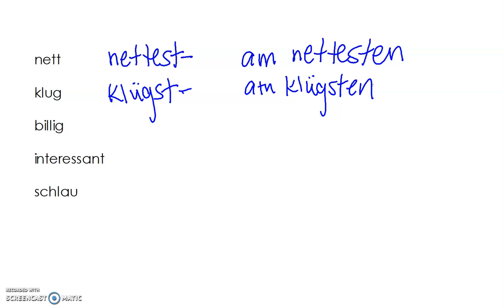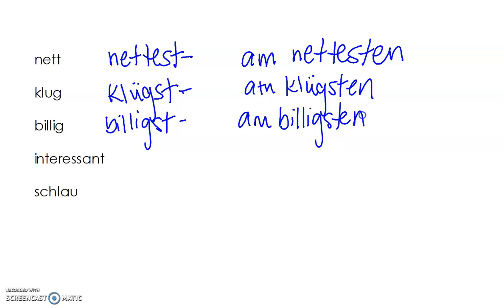Billig is two syllables, so no umlauts, and it does not end in an S, a T, a D, or a Z, so it just ends in an st. So we get billigst. And then am billigsten. Interessant, more than one syllable, and it ends in an S, T, D, or Z, so it's going to be interessantest, and then am interessantesten.